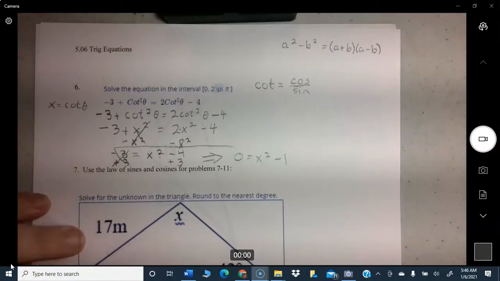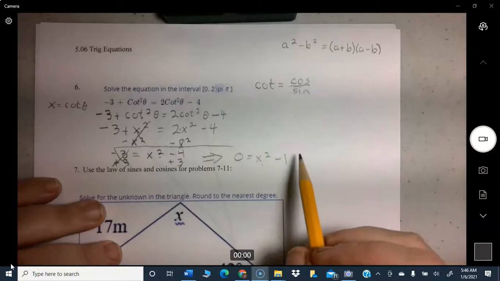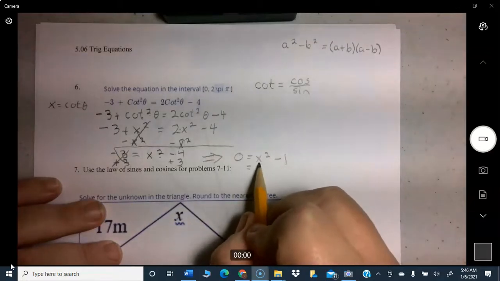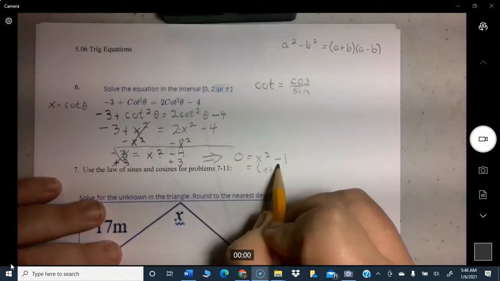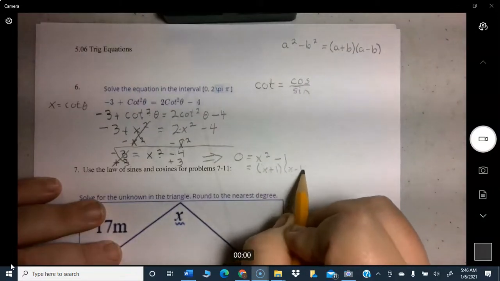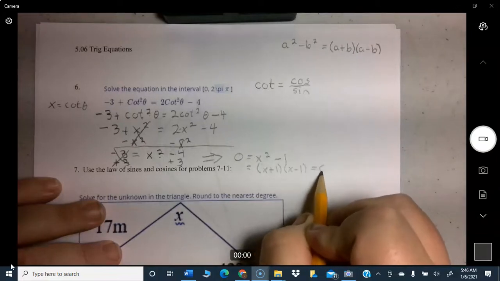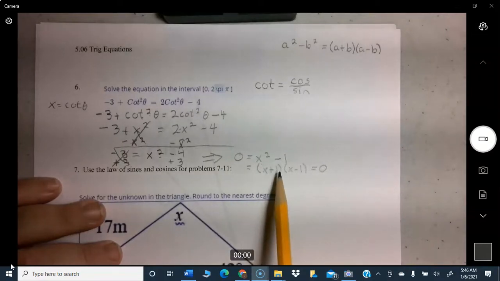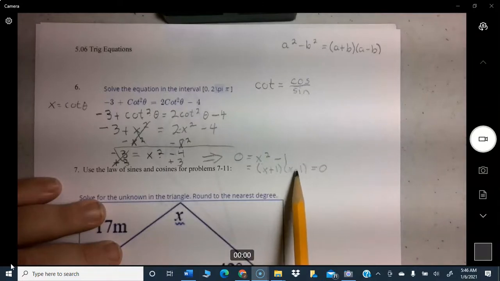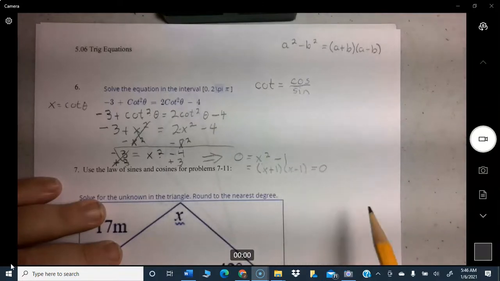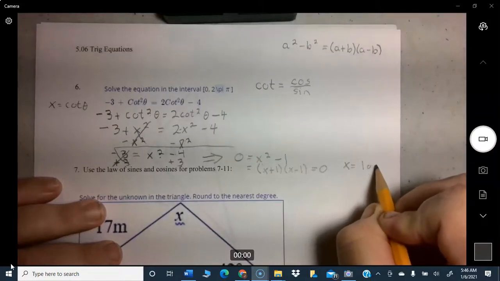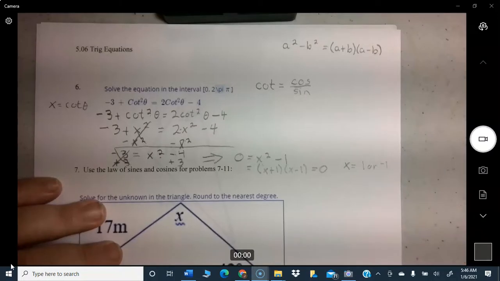All right, so that means this is going to be equal to x plus 1 times x minus 1. And again, that's going to equal 0. So you can look at this and see this will go to 0 if x equals negative 1. Negative 1 plus 1 would be 0. Or 1. 1 minus 1 would equal 0. Therefore, x equals 1 or negative 1.